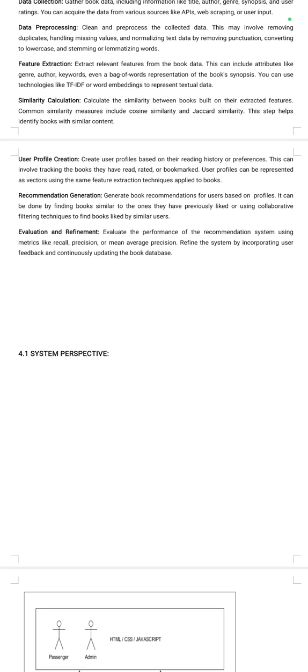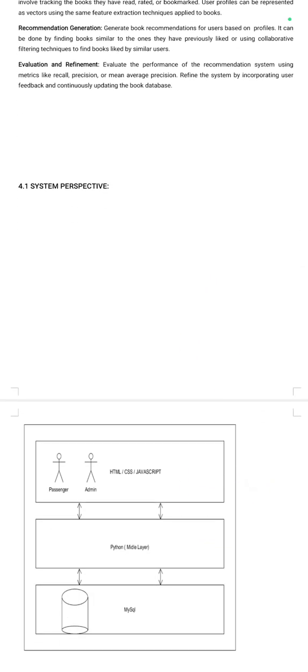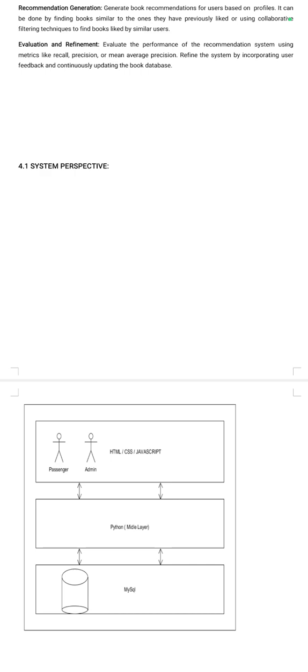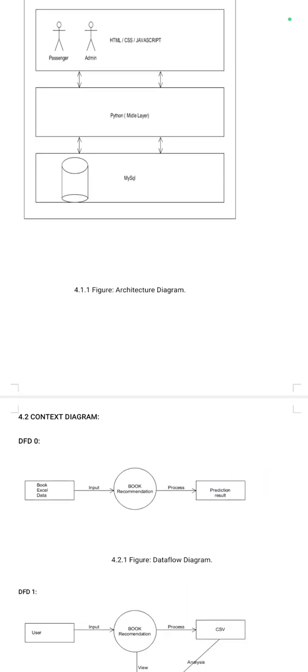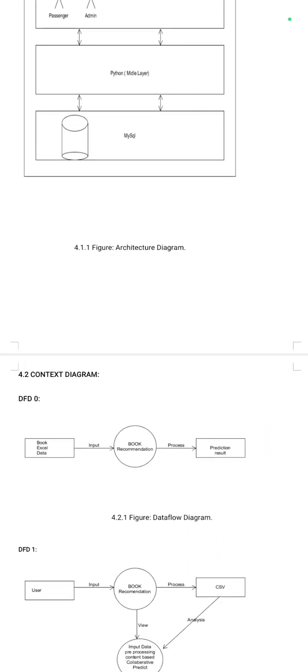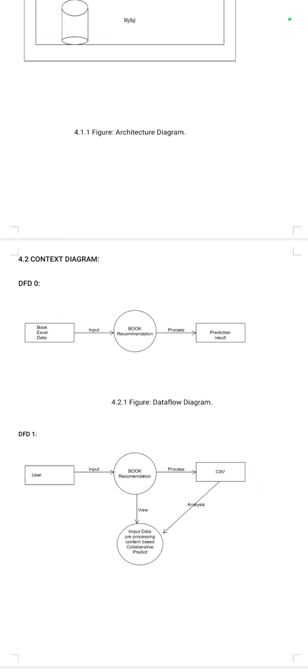System perspective: the admin can be transferred to Python, MySQL. In the architecture diagram, the conceptual diagram: in the conceptual diagram, book essential data input is transferred to book recommendation and processed to give the predictional result. It is a data flow diagram.